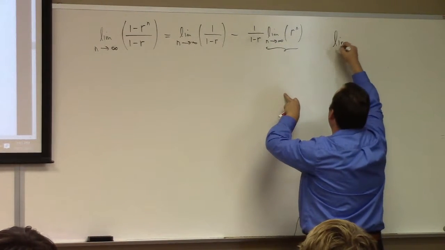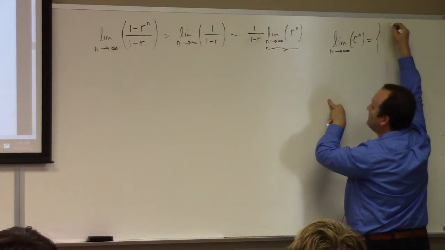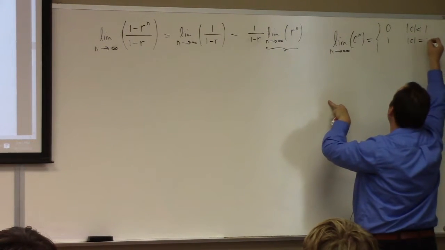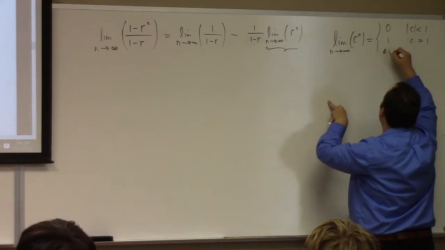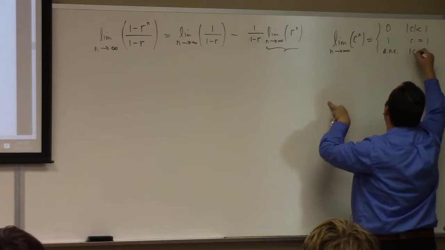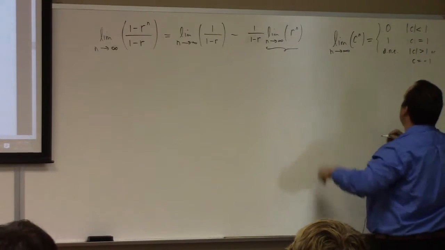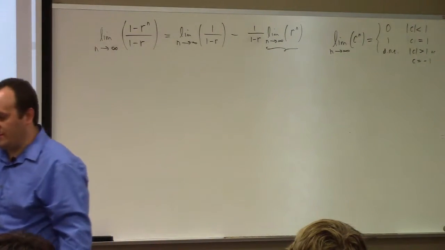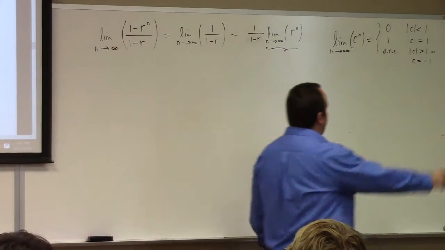Remember we talked about the limit as n goes to infinity of c to the n? What was it? It's 0 if the absolute value of c is less than 1. It's 1 if c is equal to 1. And it does not exist if the absolute value of c is greater than 1, or c is minus 1. Minus 1 to the n as n goes to infinity goes plus minus 1, plus minus 1, plus minus 1. It never goes to one thing or the other, it just keeps oscillating. But if the absolute value of c is less than 1, then it goes to 0.